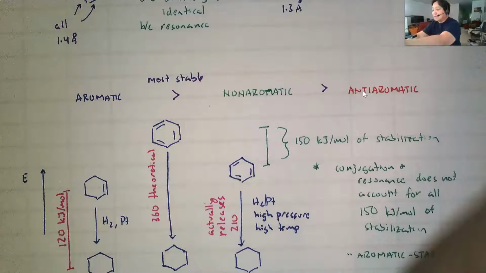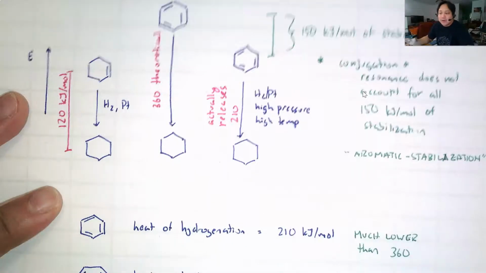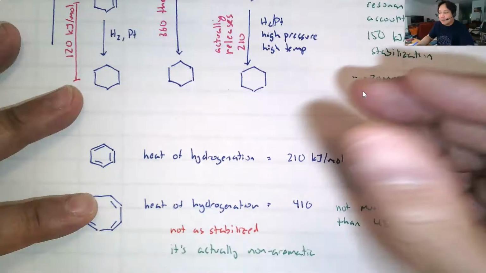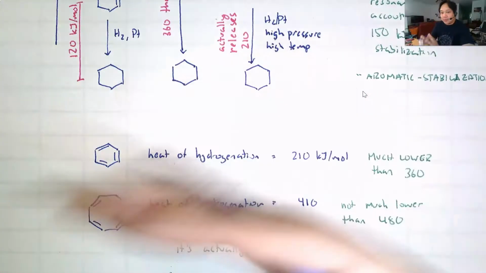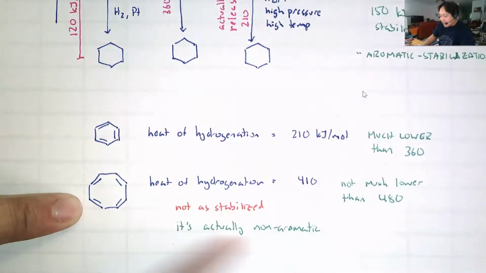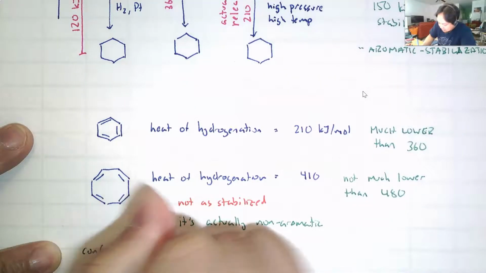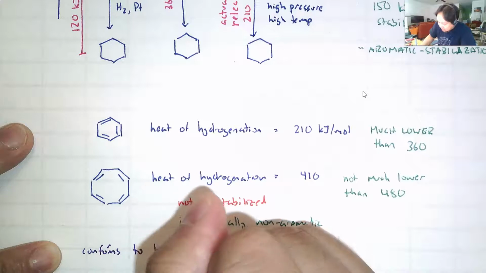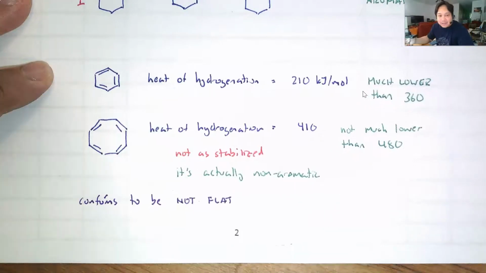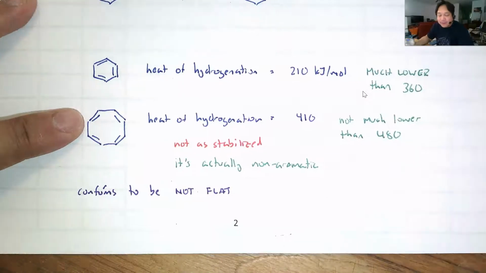Okay, let me summarize that, and then we'll come back to these examples. As we go through the videos, we're building up a repertoire of all these different examples and what category they fit into. We know that this is aromatic. Now that we know that this is non-aromatic, that's because it conforms to be not flat. Because if it was flat, with 8 pi electrons, that molecule would be anti-aromatic, which is very destabilizing.